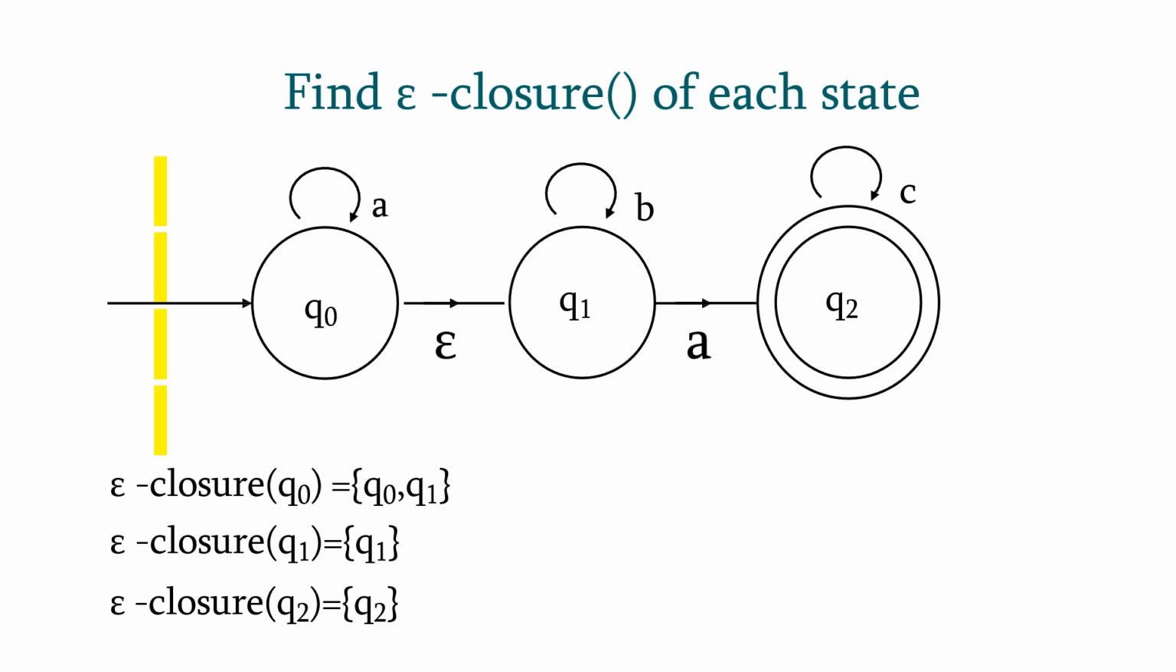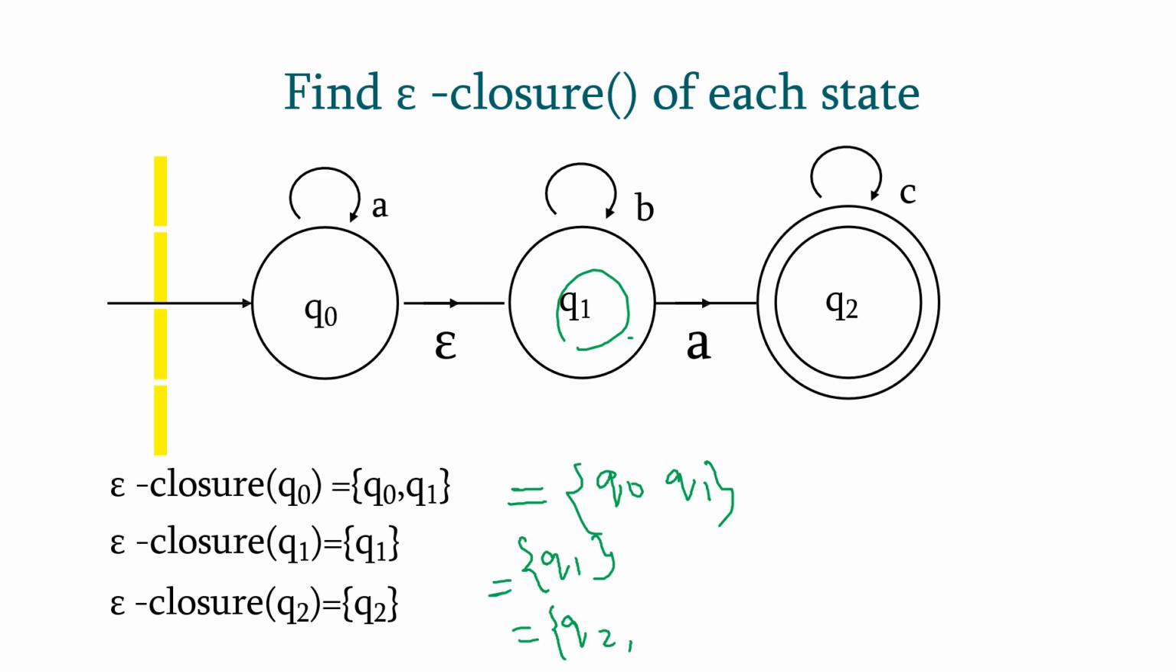Now q naught, you just consider q naught first. On epsilon it goes to q1, good, let me write q1. After that q1 doesn't have any epsilon transition, just finish that. For epsilon closure of q1, first that state itself q1, and we don't have any epsilon moves from q1, so just conclude with q1. For epsilon closure of q2, write that state first, and we don't have any epsilon moves from q2, just close with q2.